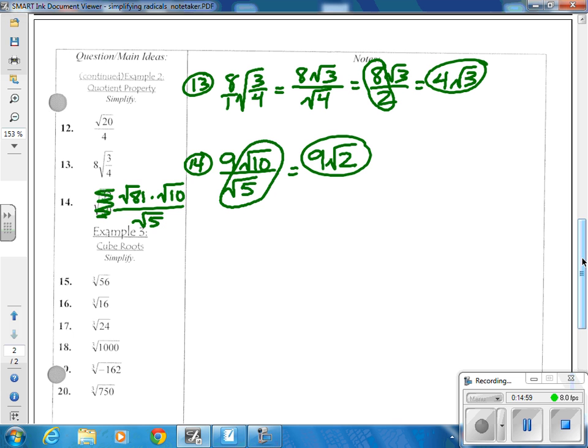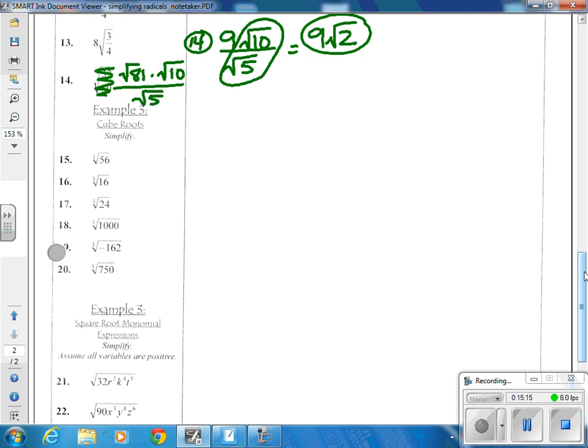So the problem is not difficult. You just have to remember, if you have a square root sign on top and a square root sign on the bottom, you can divide those numbers and leave the quotient part under the radical sign. Okay, so play around with those because there are little tricks and shortcuts you can take to help you through all of these. All right, so that's square roots.